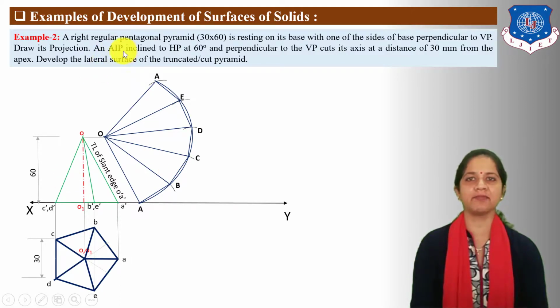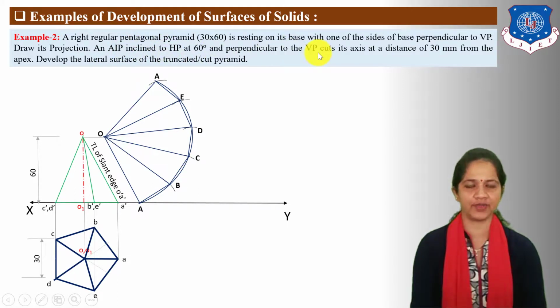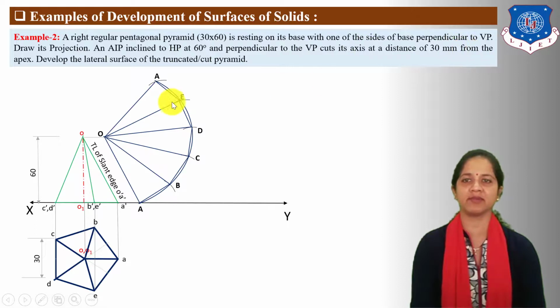Next, locate cutting plane line. Here, AIP cutting plane is given and AIP cutting plane is inclined to HP and perpendicular to VP. Here, the inclination with HP is given 60 degree and it cuts axis at a distance of 30 mm from the apex. So, first locate 30 mm distance on the axis from the apex. Next, draw AIP cutting line passing through this point and inclination with HP or XY is 60 degree.